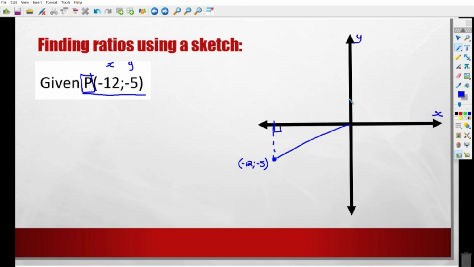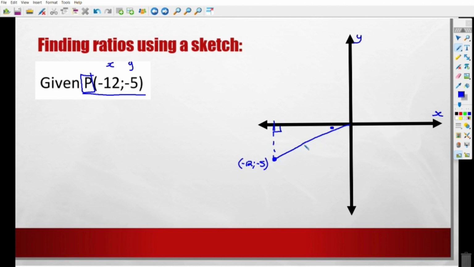Let's call this angle A. I know that confuses you, so I just want you to look at this angle. We're always looking at this angle, the angle closest to my origin of the triangle.